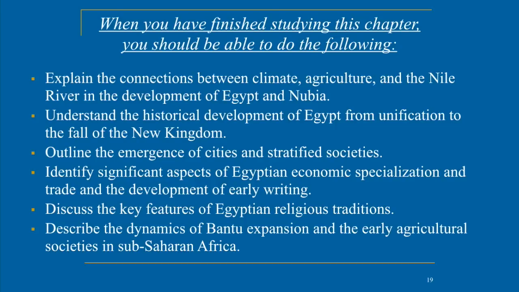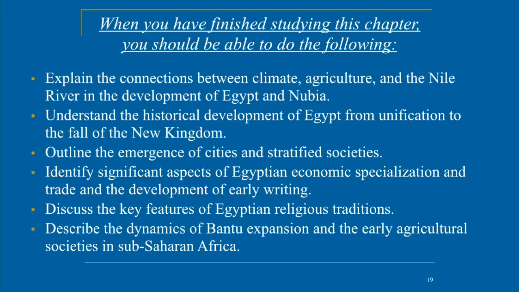Next, understand the historical development of Egypt from the unification to the fall of the New Kingdom. So all the way from the beginning of Egypt, so what happened? And then kind of get all the way to the New Kingdom when it falls, and the Nubian society. I would draw a little timeline, make sure you know where everybody falls in that timeline.